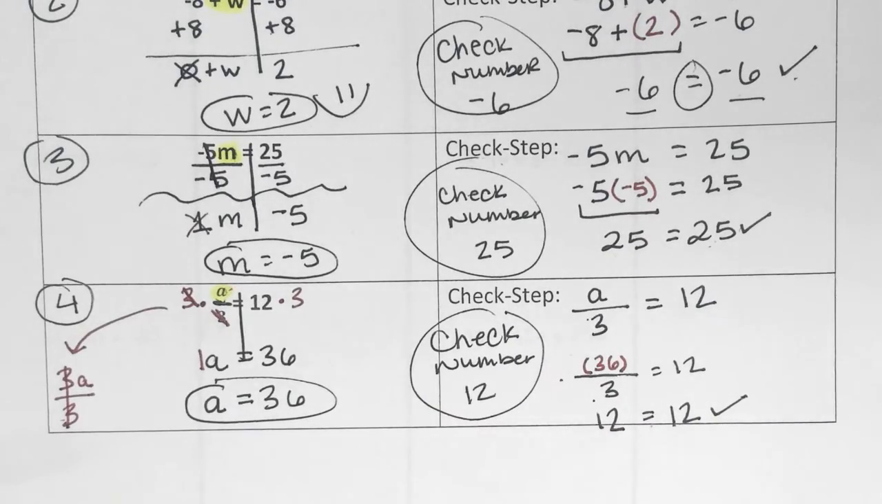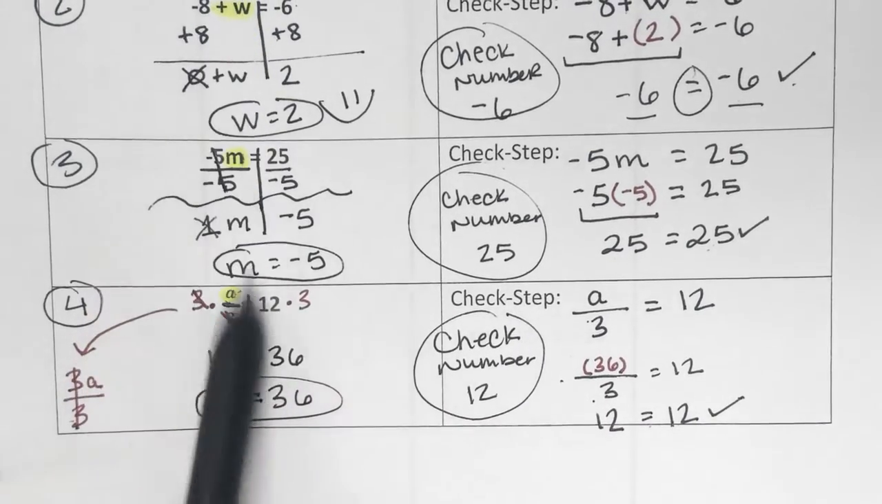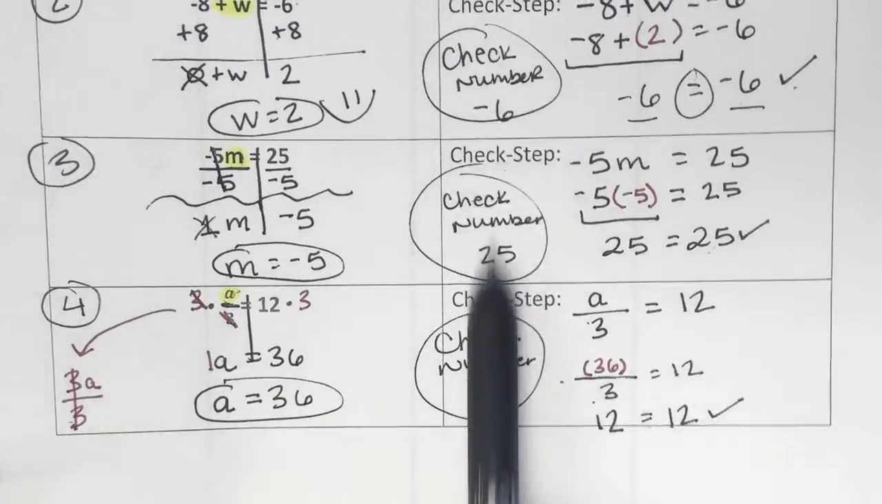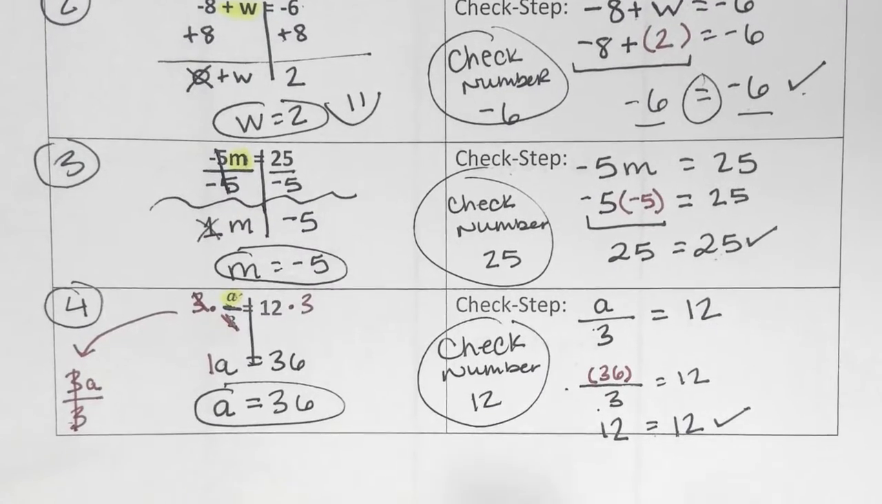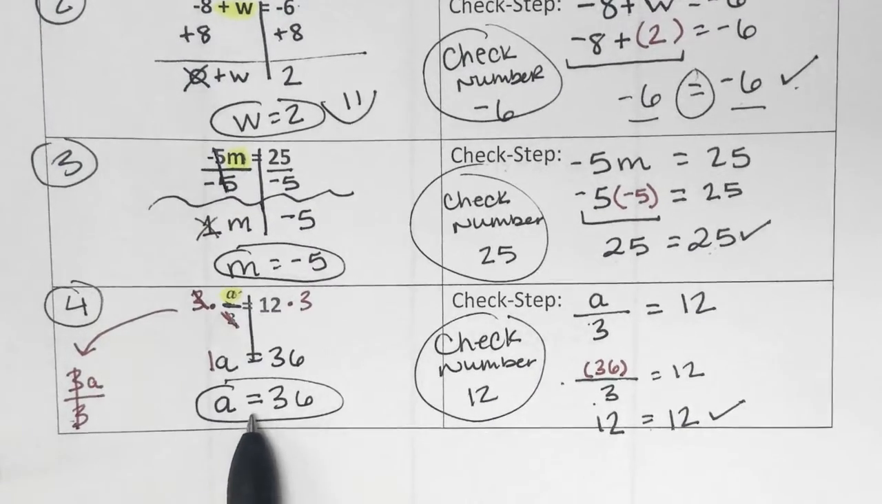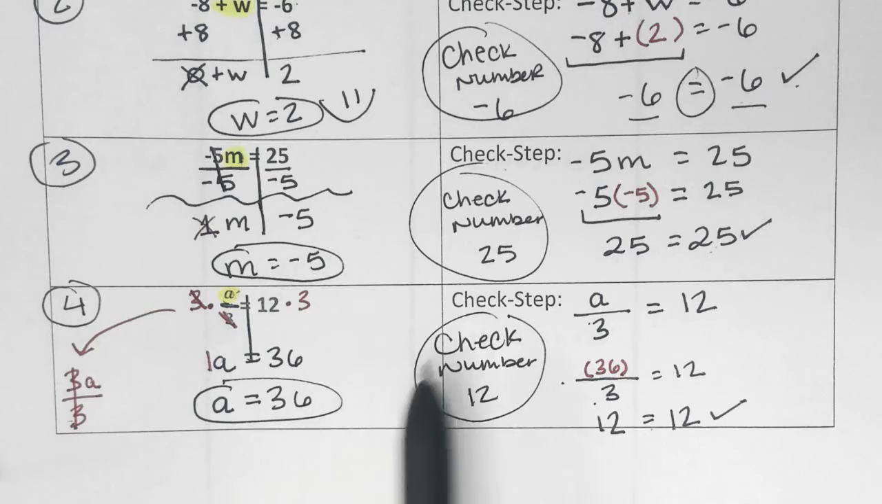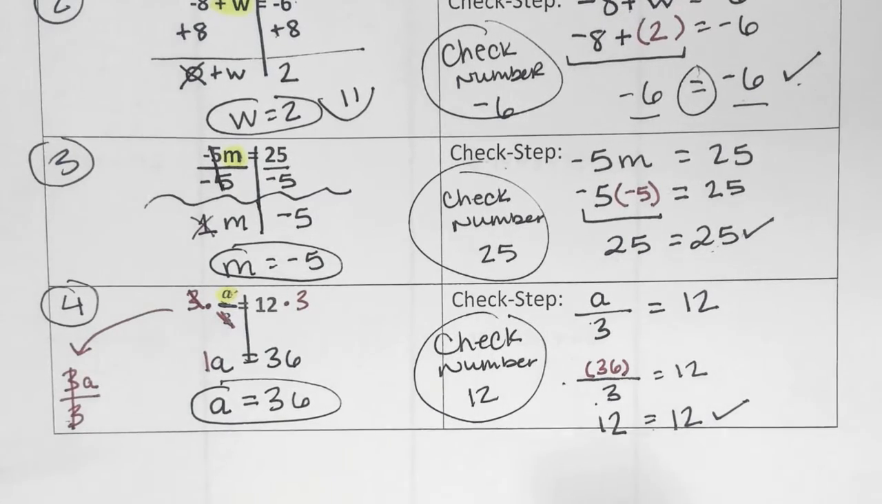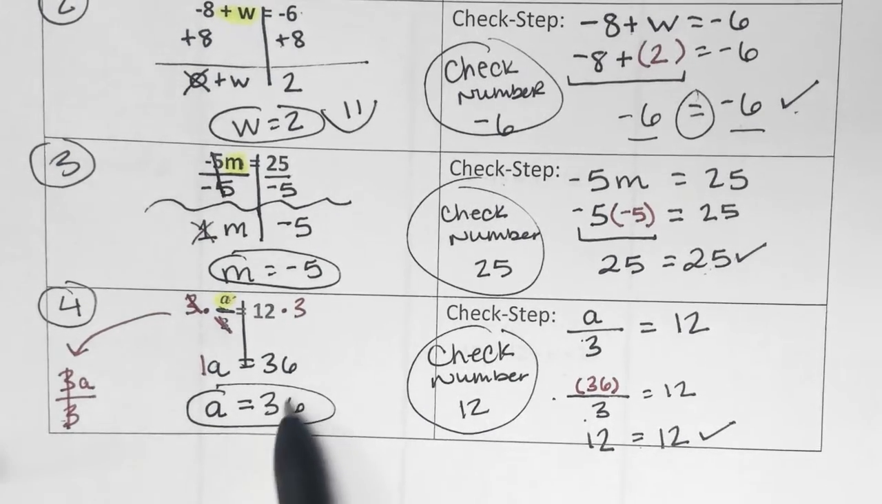On Schoology, you're going to be asked for the solution to the equation and the check number. You do not need to write that the variable equals the number. You do not need to write check number equals 12. Just fill in the blank with whatever number it is.